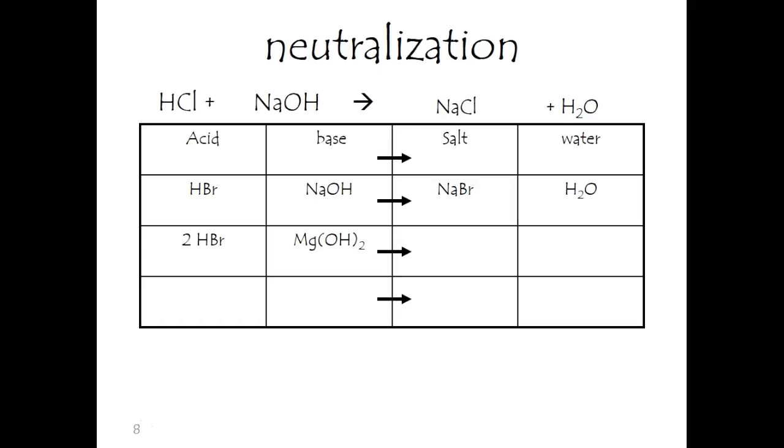If we're reacting hydrobromic acid with magnesium hydroxide, we're going to need two equivalents, since each molecule of magnesium hydroxide contains two hydroxide ions. And so this will form water, looks like two molecules of water for each molecule that reacts. And it will form magnesium bromide.